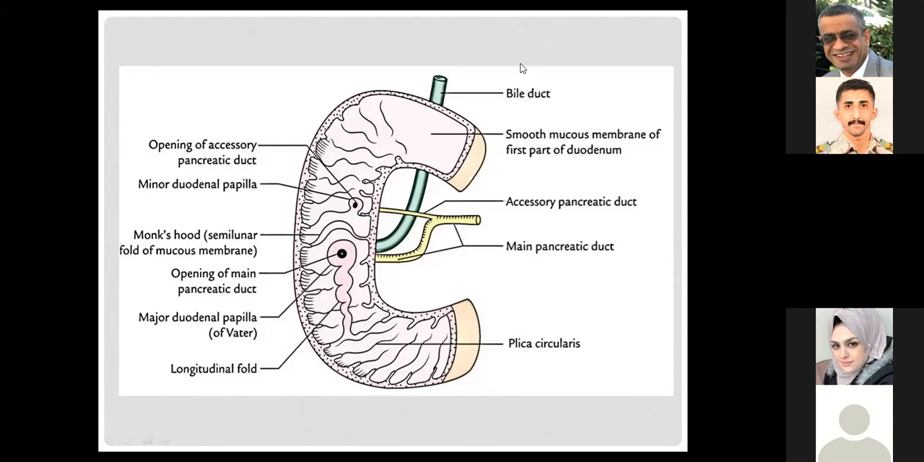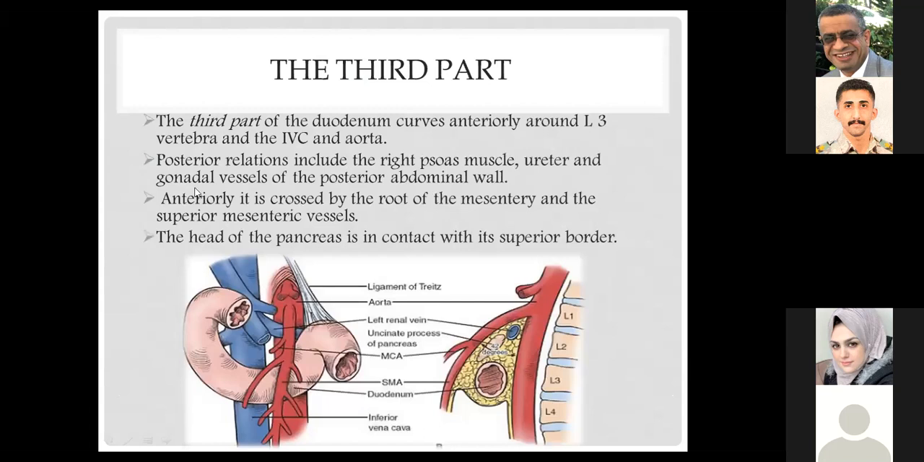The third part of the duodenum curves in front of the inferior vena cava and aorta, including the right psoas muscle, ureter, and gonadal vessels of the posterior abdominal wall. Anteriorly, it is crossed by the root of the mesentery. You can see it here, and the superior mesenteric vessels. The head of the pancreas is in contact with the superior border.